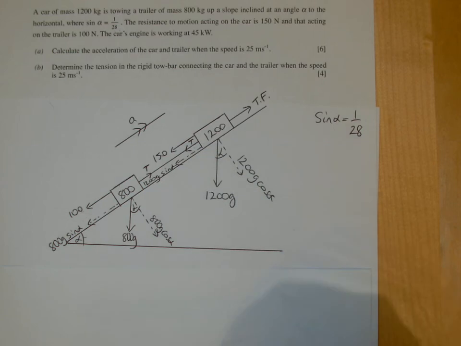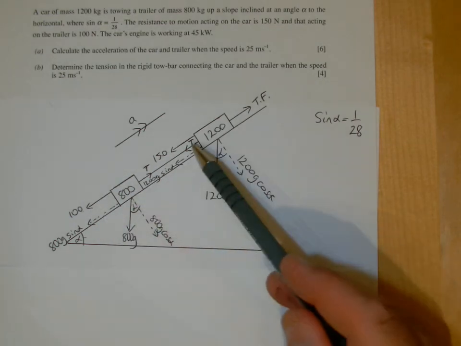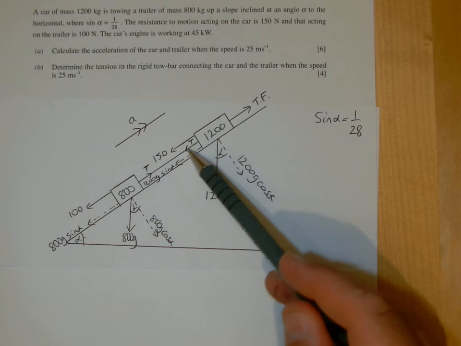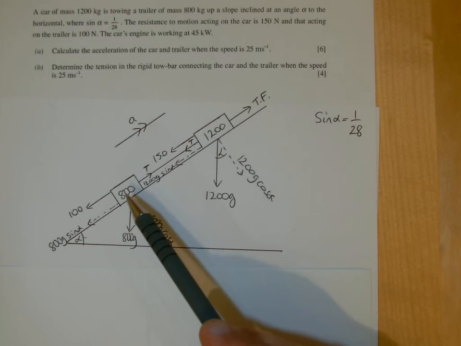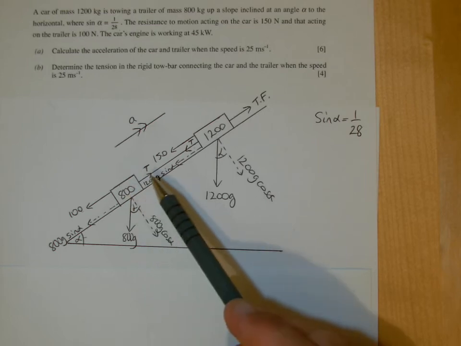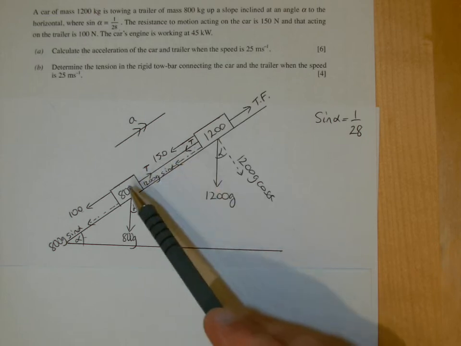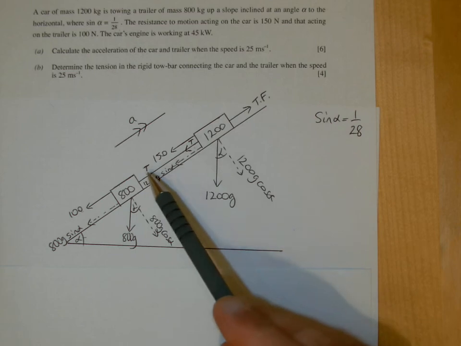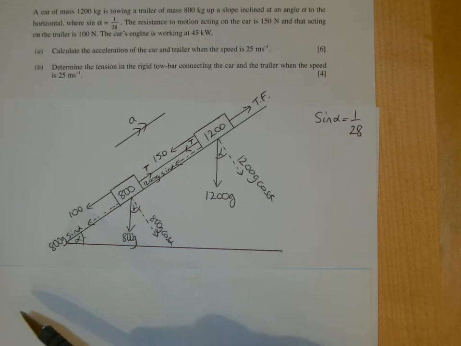If you were towing a trailer or towing a broken down car, it's hard to move forward, isn't it? Because the tension in that cable is pulling you back. So that tension is working against the car. Now when we look at the trailer, the opposite is true, because the tension in that cable is pulling the trailer forward. It's what's responsible for making that trailer go forward. So that tension is a forward force there. We've got the resistance of the trailer, which is 100 newtons, and of course the weight component.